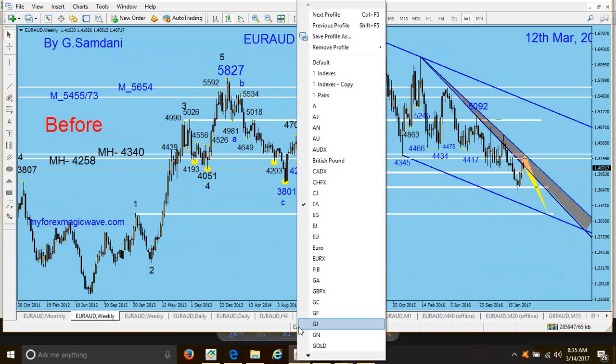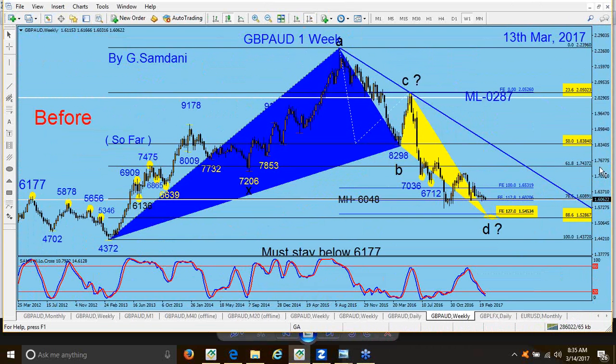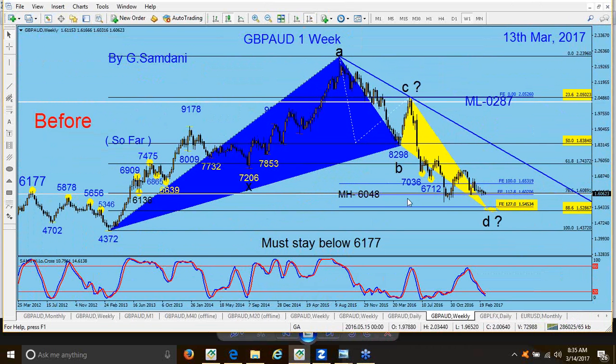Similarly, if I start discussing pound Aussie, I'll open these charts in my webinar to explain, and you're going to have the same charts with the same numbers, same lines, because I made the template and I gave it to you already. When I open this, you open it on your computer as well. That way, you will understand very well.